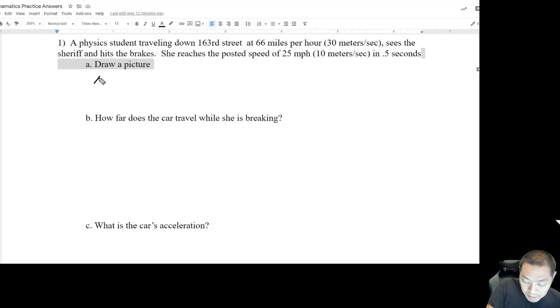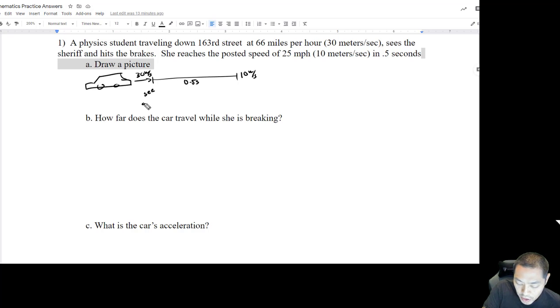So you have a car, and it is currently driving at 30 meters per second. It sees a police officer, or a sheriff in this case, and we'll say it's right there, and it slows down for 0.5 seconds, and it ends up at 10 meters per second. So here's where they see the sheriff. They start slowing down. It takes about 0.5 seconds to get to 10 meters per second. And then we want to find a couple things.